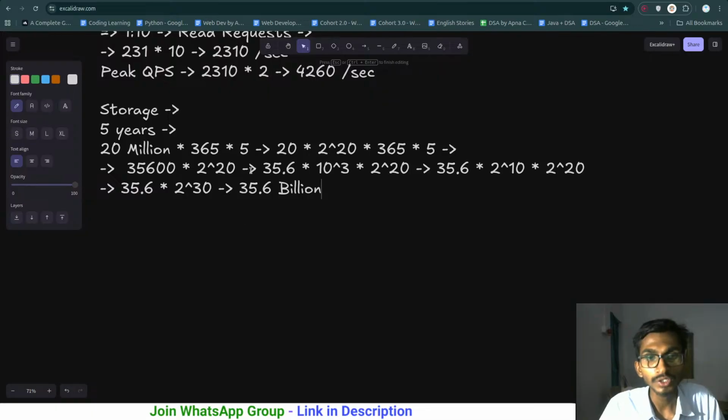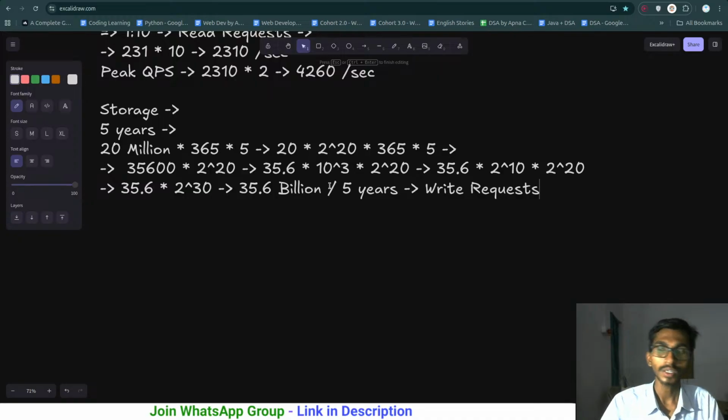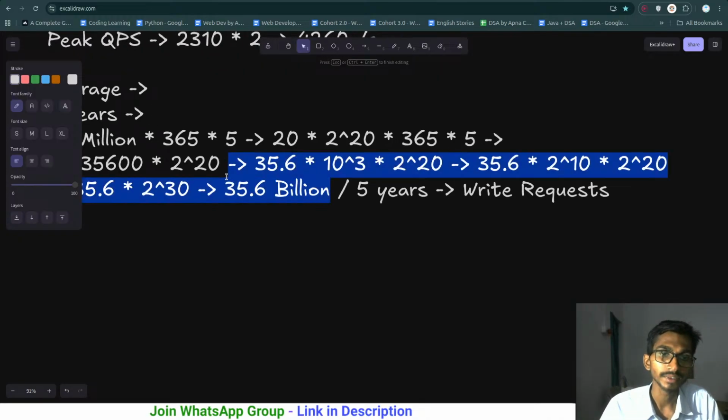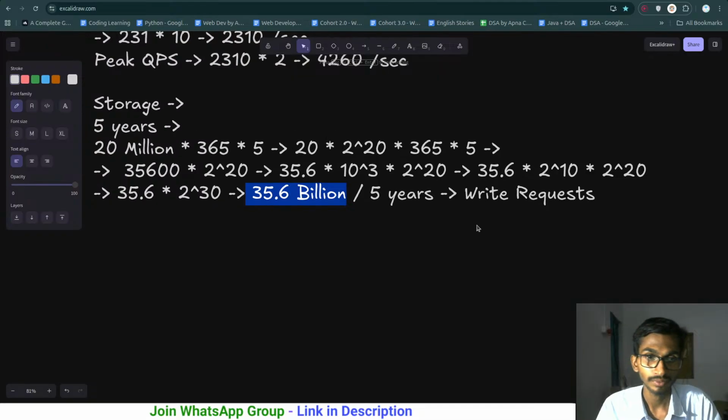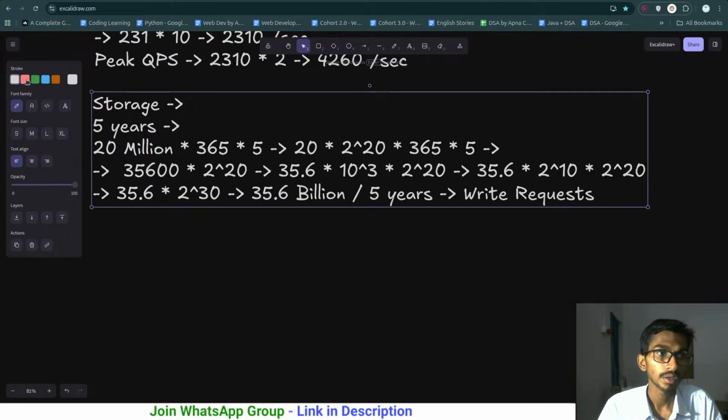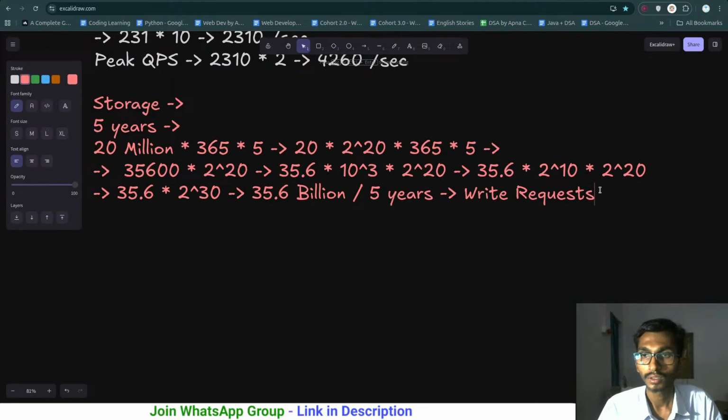These many write requests we will get in 5 years, 5 years down the line. So ultimately these many URLs, 35.6 billion URLs, we'll have to save in our database. Pretty simple. That's cool. Let's continue. Okay, let's go with this color only.